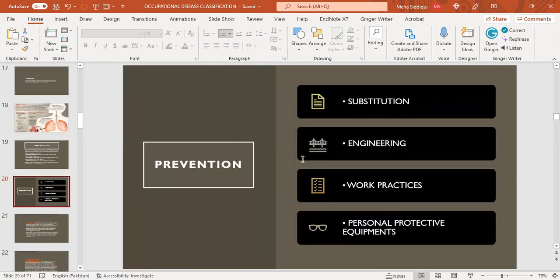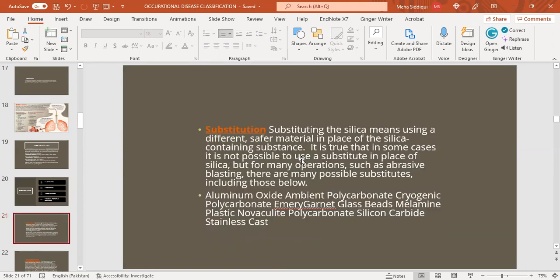Now, moving to prevention. These are the main four preventive measures: substitution, engineering controls, work practices, and personal protective equipment. Let's discuss each one by one. Substitution means using a different or safer material in place of the silica-containing substances.